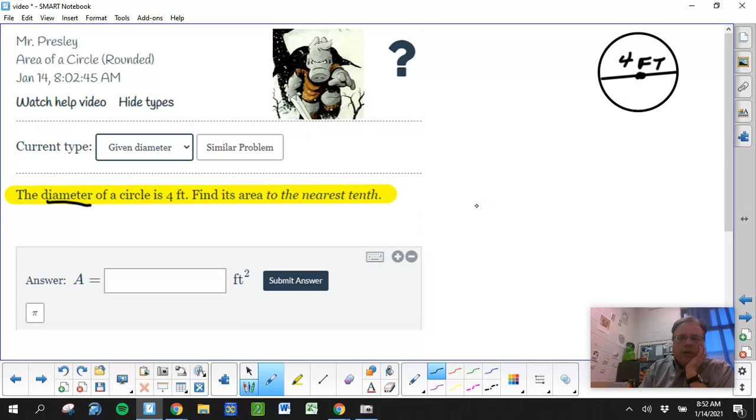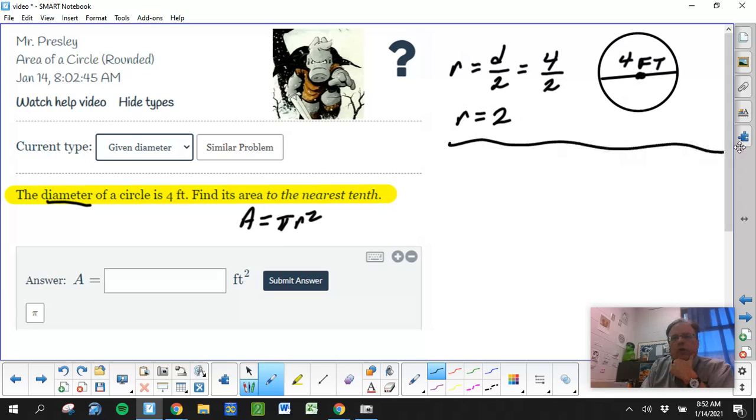The problem is area, its formula is pi r squared. They didn't give me an r. So what should I do? Well, the radius is half of the diameter. So if I take the diameter of 4 and divide by 2, I get a radius of 2. So I'm going to use a 2 in my formula. So when I do pi r squared, I'm going to put a little 2 instead of a 4 right there.